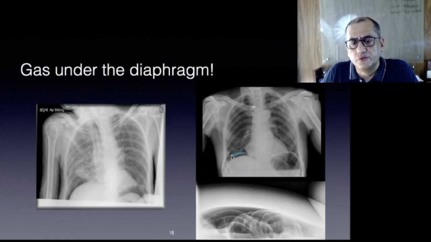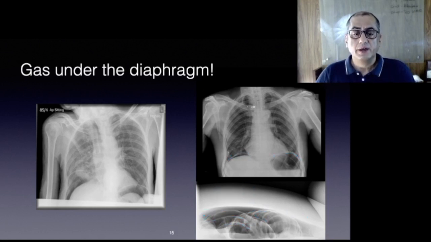Sometimes if we cannot see this gas under the diaphragm on erect views, we get lateral views, and this is a lateral abdominal view, and this is the anterior abdominal wall here, and this is a pneumoperitoneum here. So this all is a pneumoperitoneum. And this one you can see, these are the mucosal walls of the intestine.